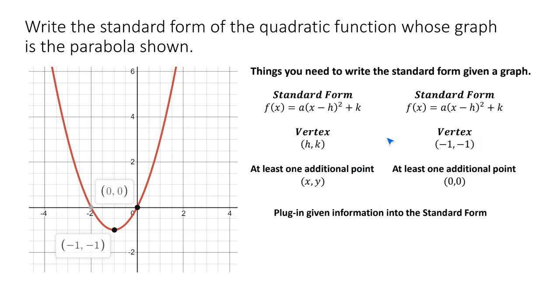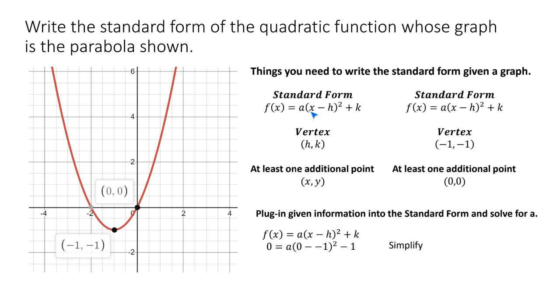Okay, so our vertex is -1, -1, and then the point we're going to use is 0, 0. So what we're going to do is plug it into the standard form of the equation. And for this additional point, we're going to call it x and y. Okay, so let me go ahead and put that there. I know it's on the side, but let me put it right underneath because it makes it a little bit easier. So this is your x, and this is your y. Okay, so what we're going to do is plug that in.